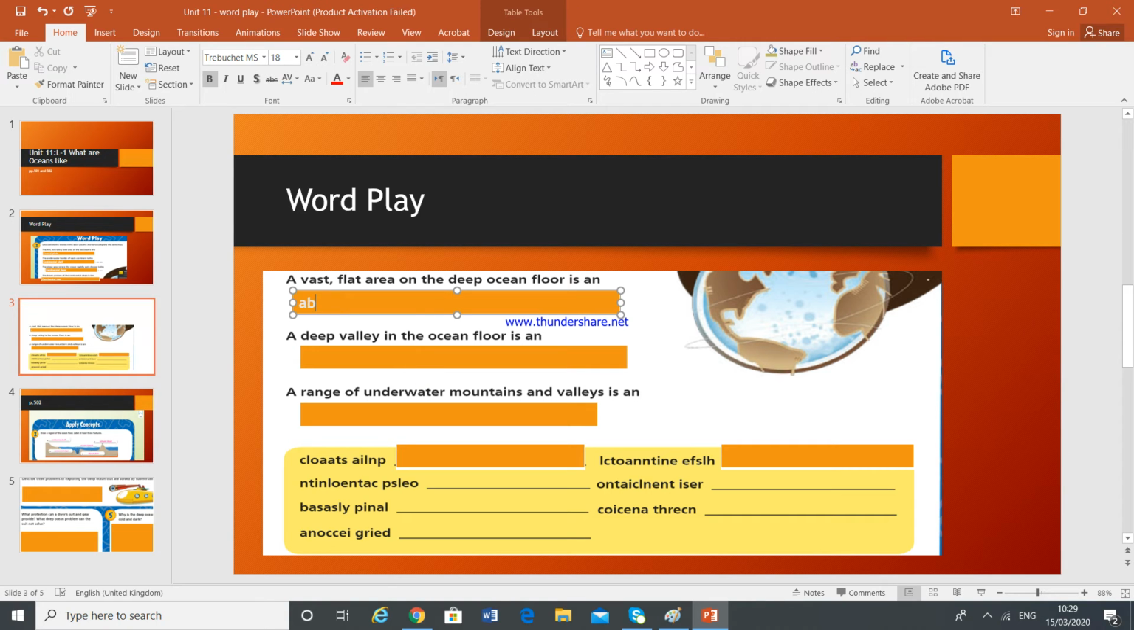It is also a plain, of course, because it's a flat area, but we have a special name called abyssal plain.